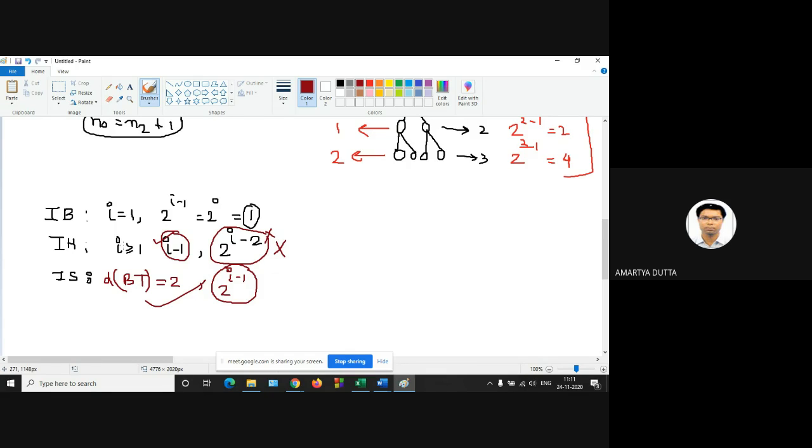Is it clear? You can use mathematical induction or any other form. Is the mathematical induction proof clear to you or not? Yes, sir.